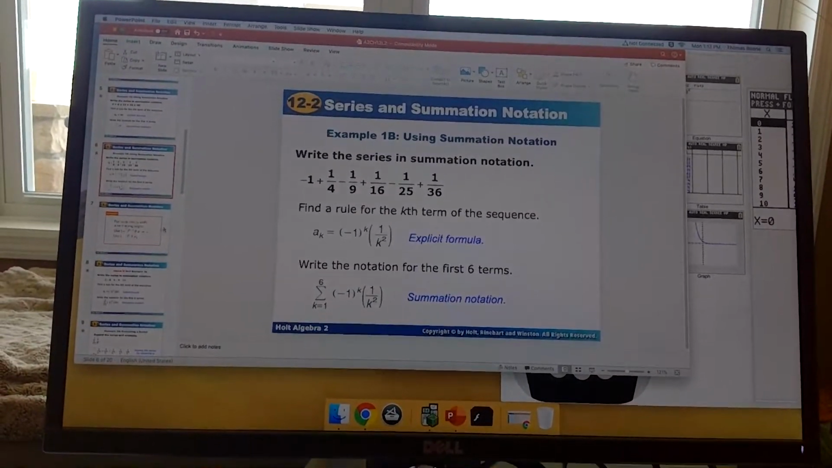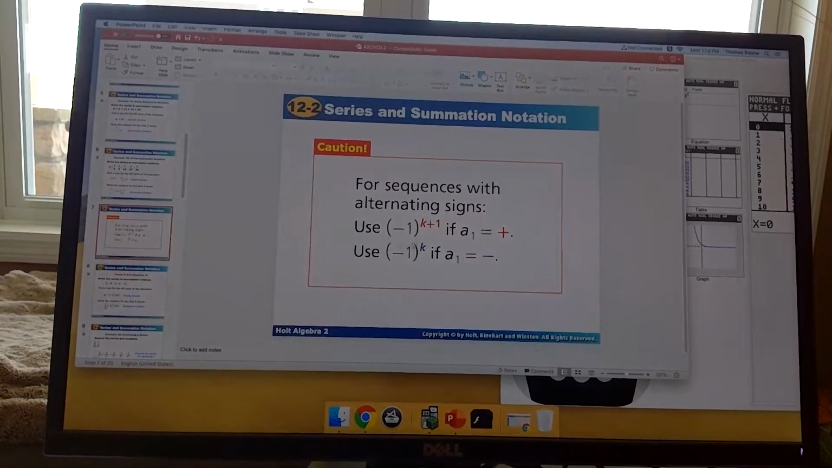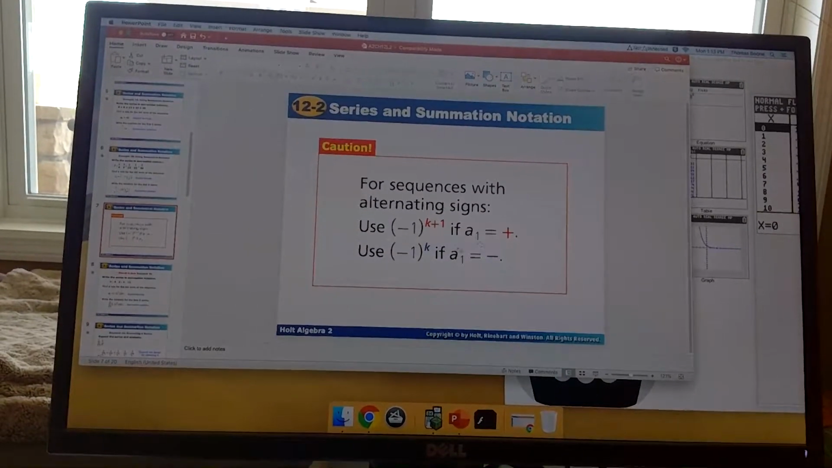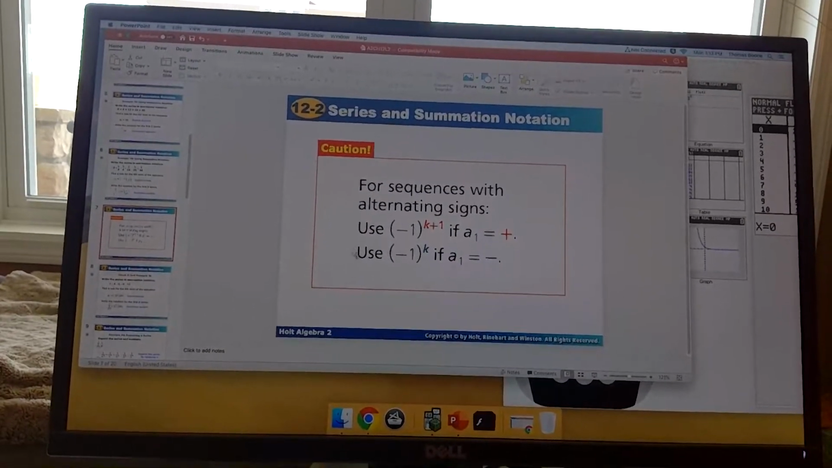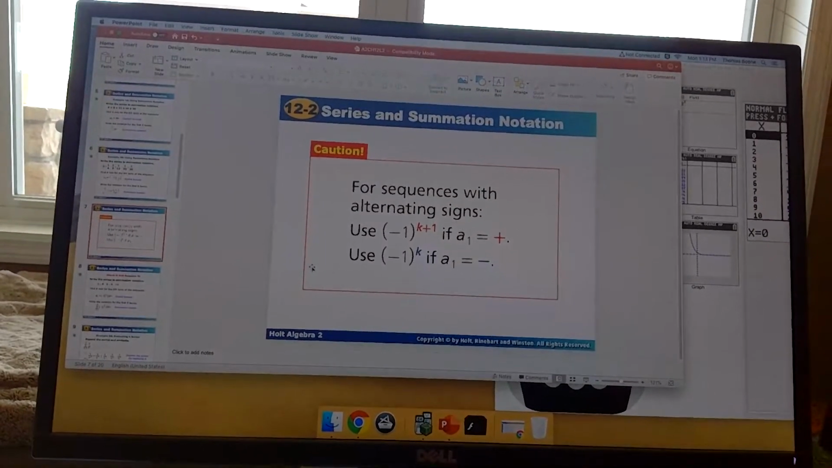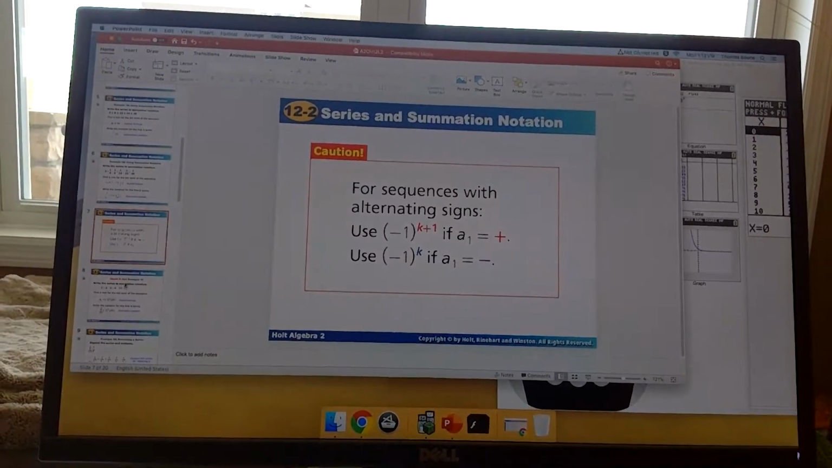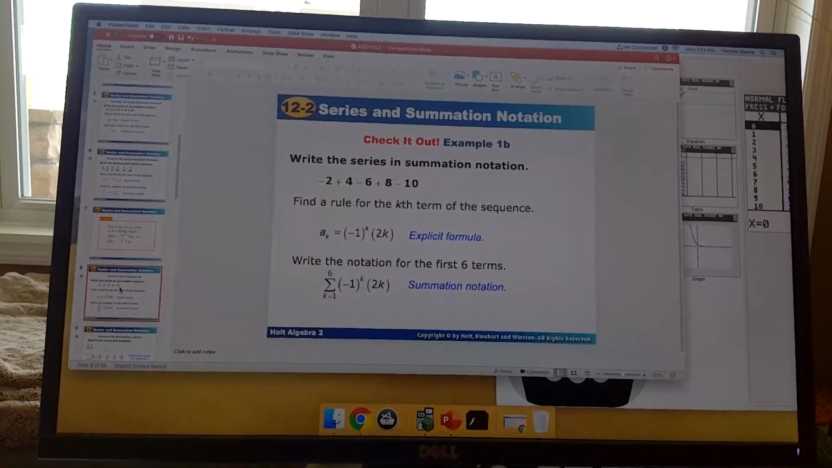But remember how to alternate plus to minus, whether you start positive or negative. This is kind of a good screen to go refer back to, and I'll have those PowerPoints up for you to look at when you're working on stuff. All right, how about this one? Let's write this one again.